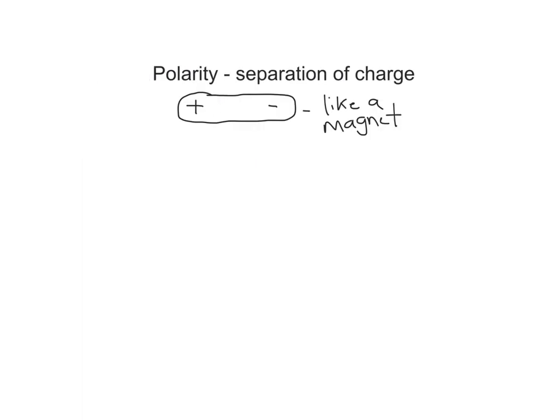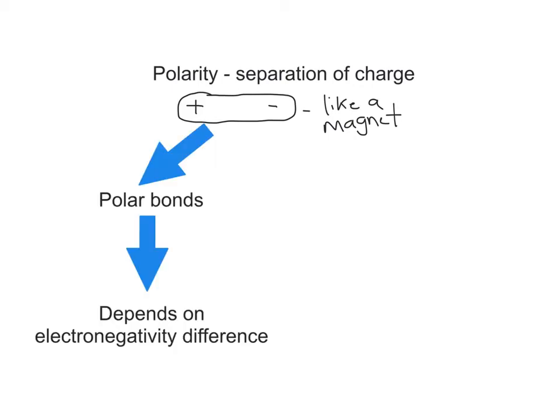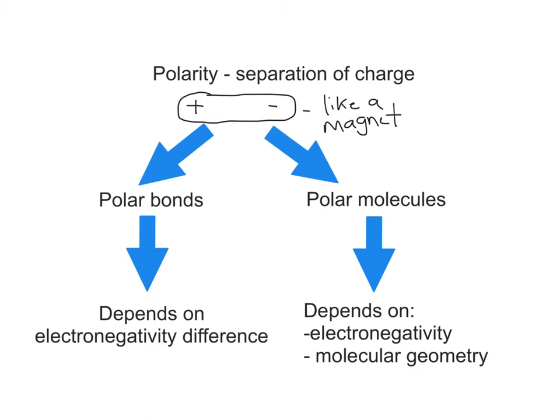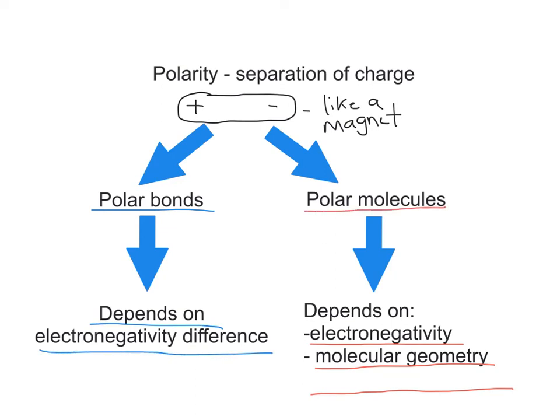So this polarity, that is a separation of charge, can be divided into two types of polarity when we're talking about molecules. One is that bond polarity that we've already talked about. And those polar bonds depend on the difference in electronegativity. The other type of polarity is molecular polarity. Okay, so those polar molecules depend on not only the electronegativity difference, but also the molecular geometry or the shape of the molecule. Bond polarity only depends on electronegativity difference. Polar molecules depend on both electronegativity difference and molecular geometry. So make sure you've got this copied down in your notes, and we're going to move on.